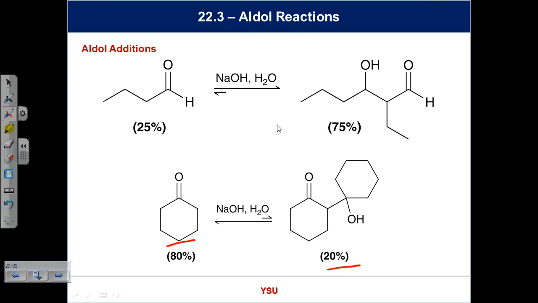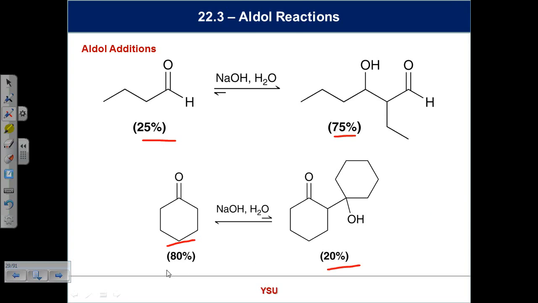Those numbers are important because you can see now if you just set this thing to go in a flask, at the end of your equilibrium period, you will have mostly the product. Maybe you can isolate it like that. We'll see today there are ways to drive this to the product. There are simple ways to drive the reaction to a better product, and you can manipulate that in the lab and get a high yield.